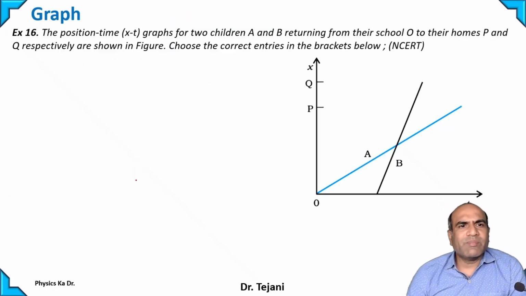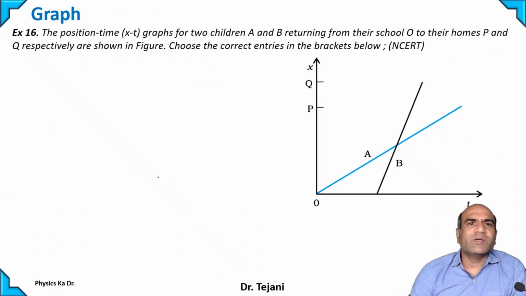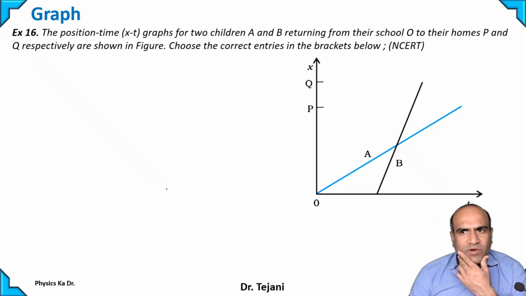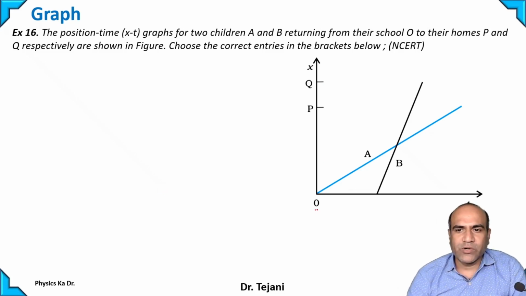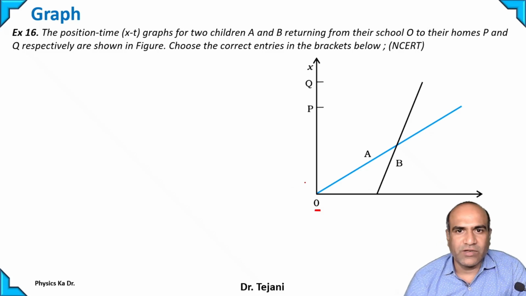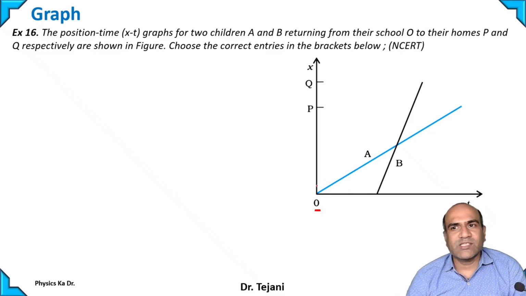So let's have example number 16. What is mentioned? The position-time graph for two children A and B returning from their school O, this is the point O, to their homes P and Q respectively is shown in the figure. Choose the correct answer in the brackets below. And this is from the NCERT.